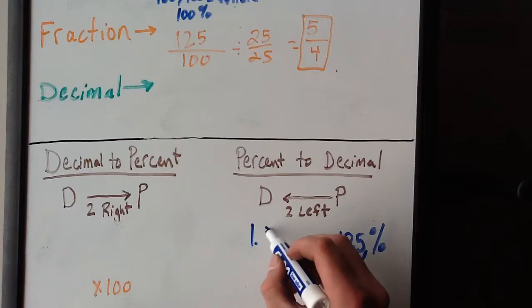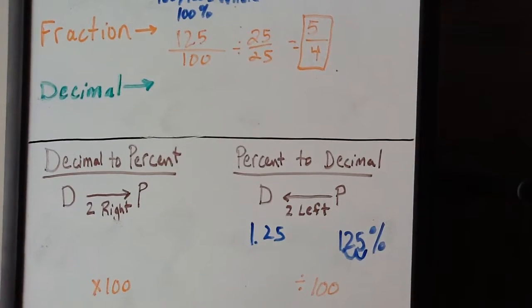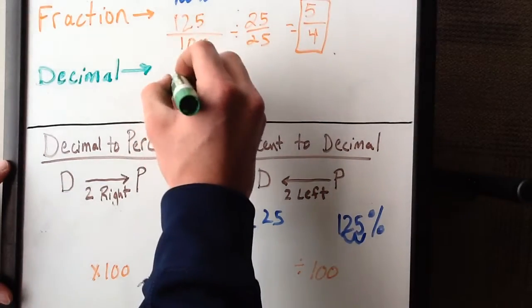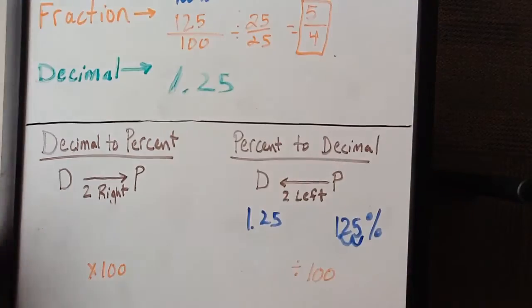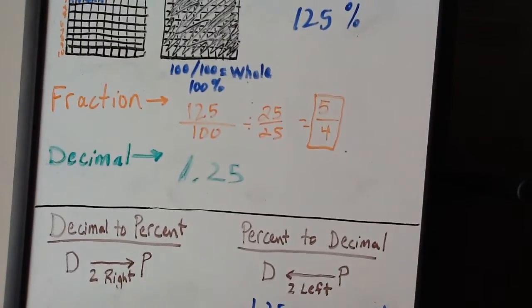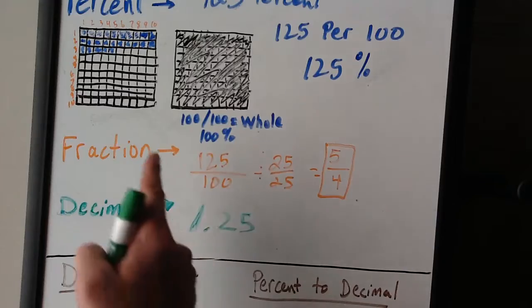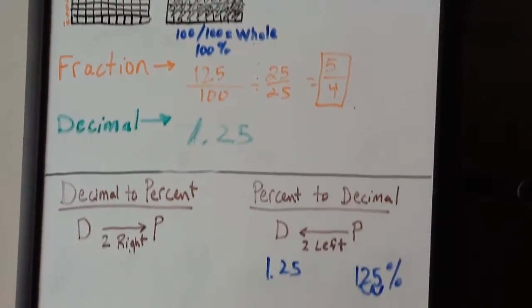So 1.25. Now remember, whenever you move the decimal 2 places to the left, that is the exact same thing as dividing by 100. So 125 divided by 100 would be 1.25. So that would be decimal form. 1.25, which I can read as 1 and 25 hundredths. 1 meaning one whole, and 25 hundredths meaning 25 out of the 100. 1 and 25 hundredths. That's decimal form.